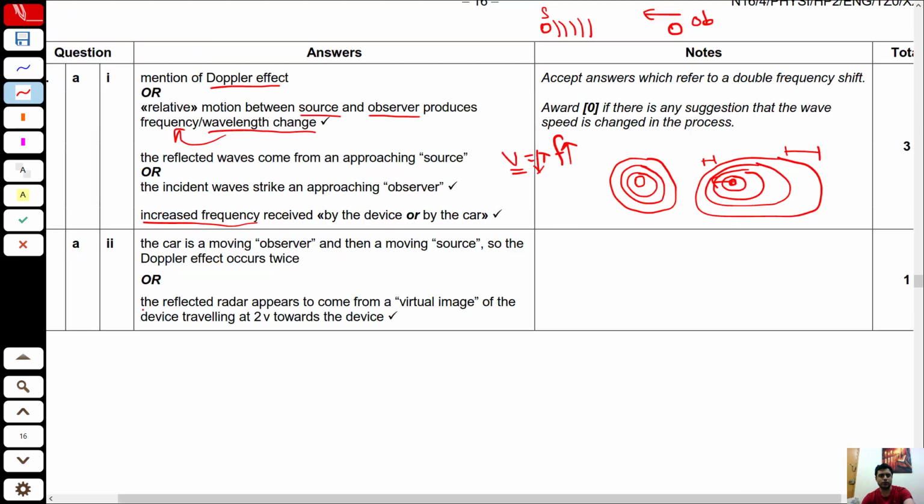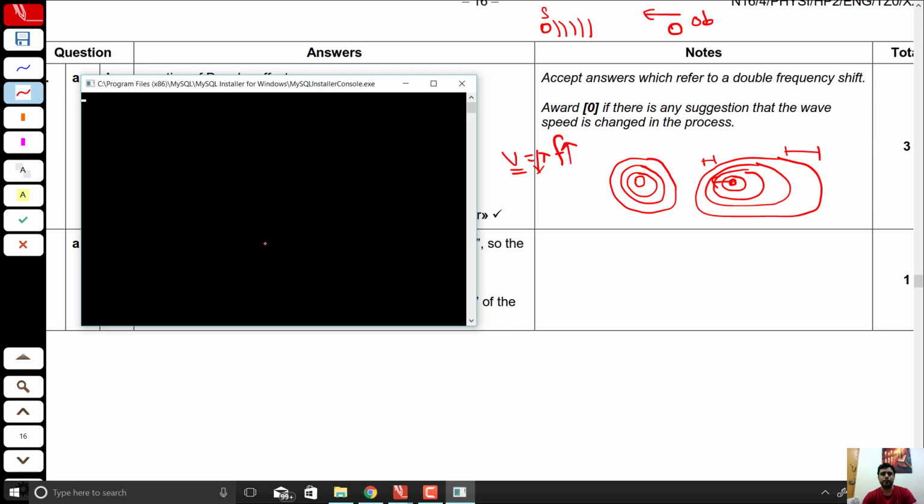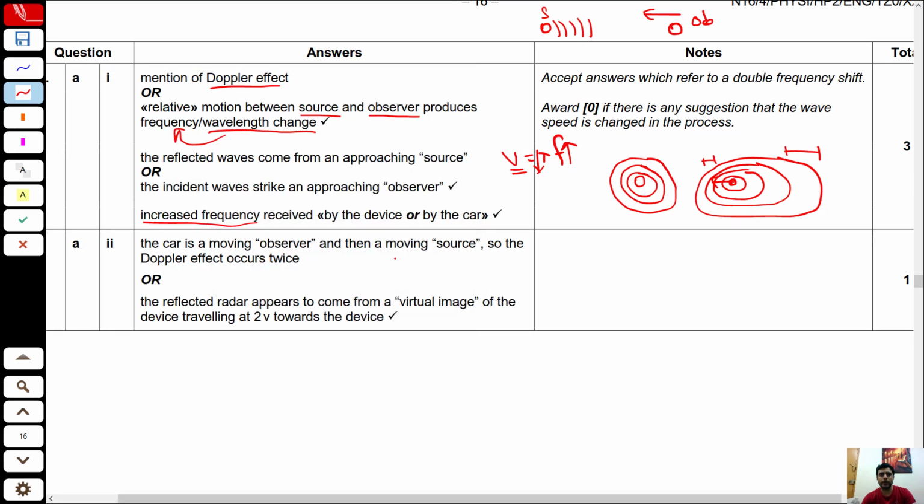So you can see, if you look at the second one, the reflected radar appears to come from the first one. The car is a moving observer, and then a moving source. So the Doppler effect occurs twice.